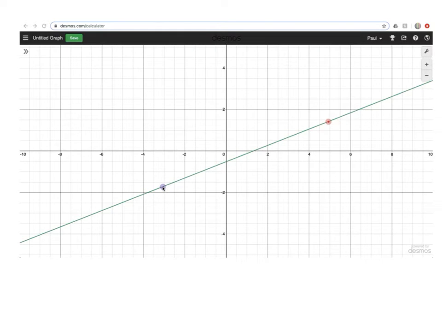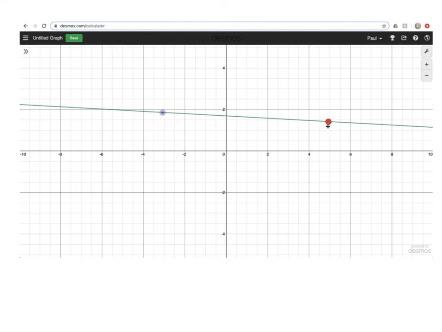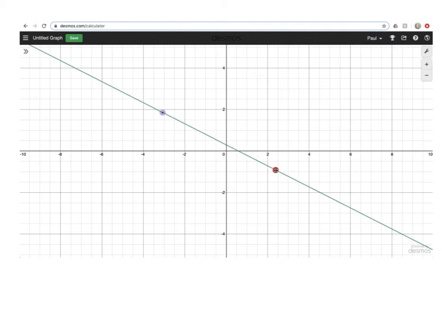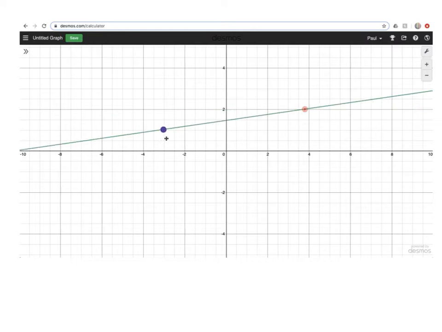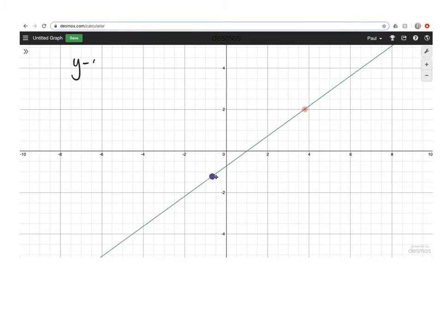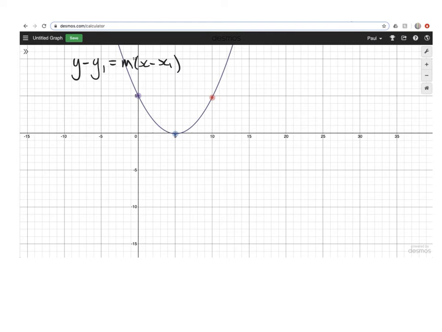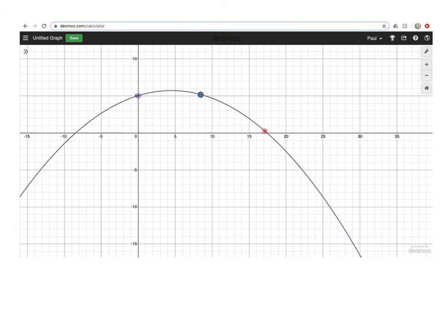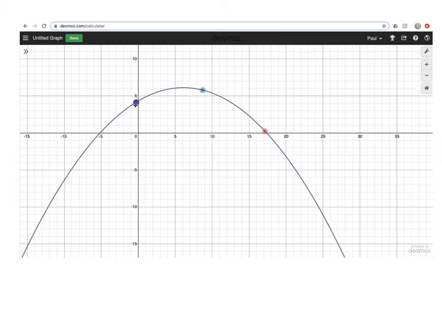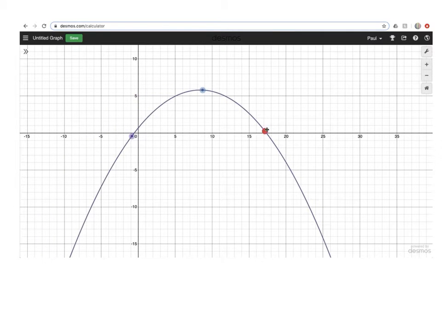Here we have two general points, and I see that if I move the points then my line changes. But all I need is 2 points to define a unique line. And we looked at using the gradient point formula to describe those lines. If we have a quadratic, then we need 3 points to define the quadratic. So I see if I move these around, there is a quadratic that will perfectly go through them.